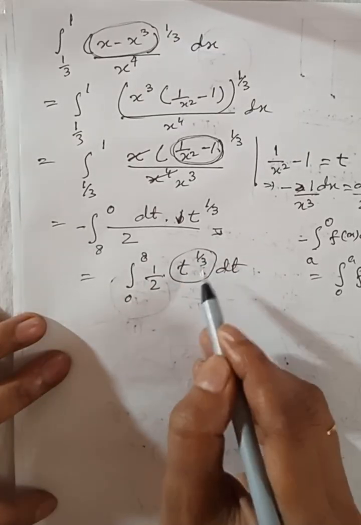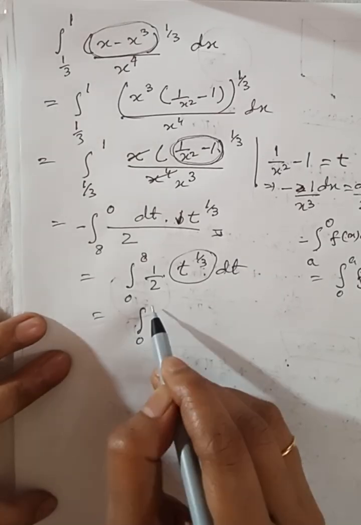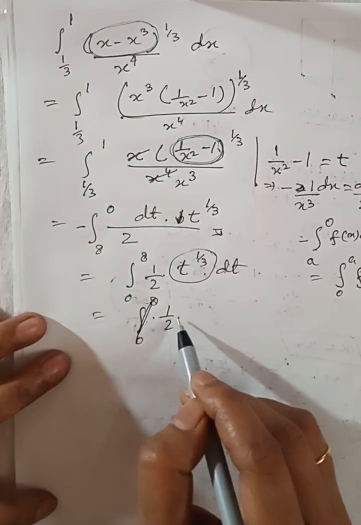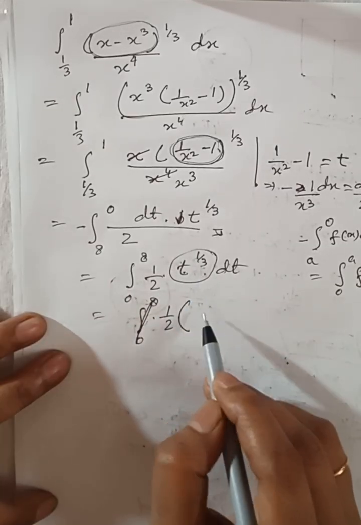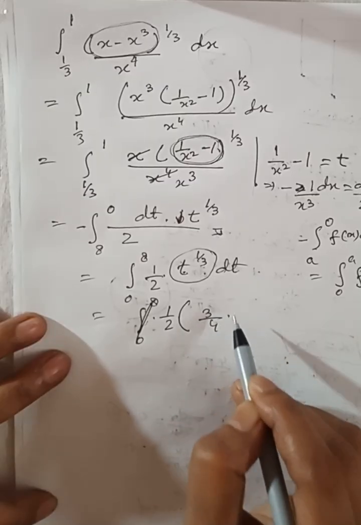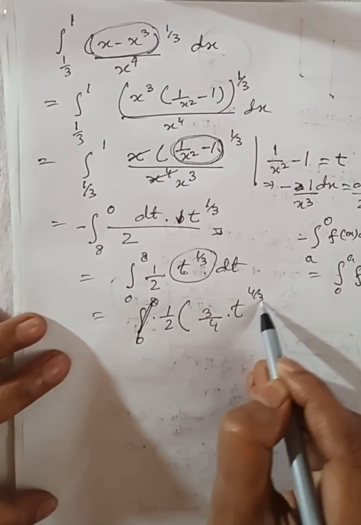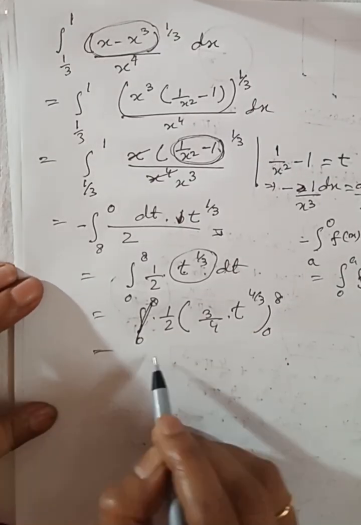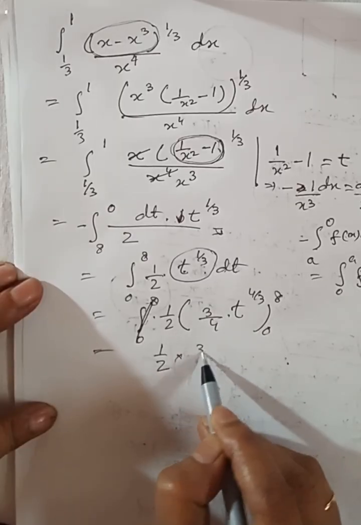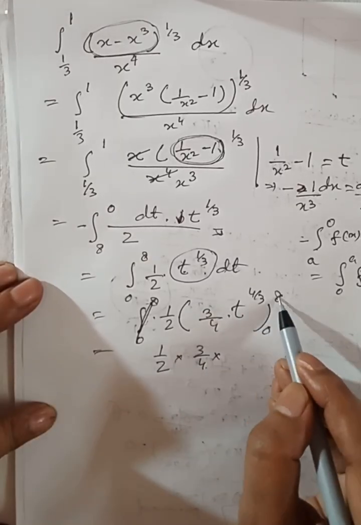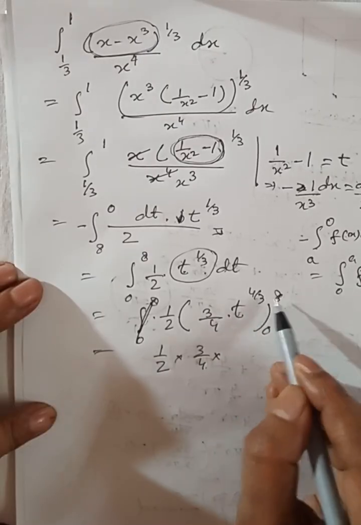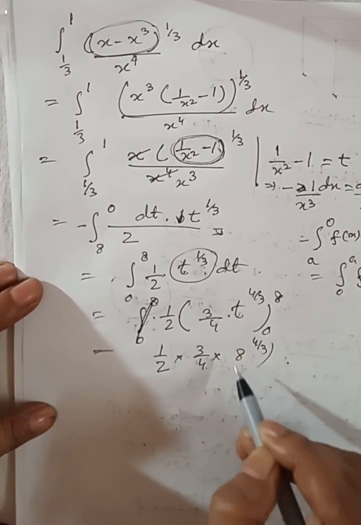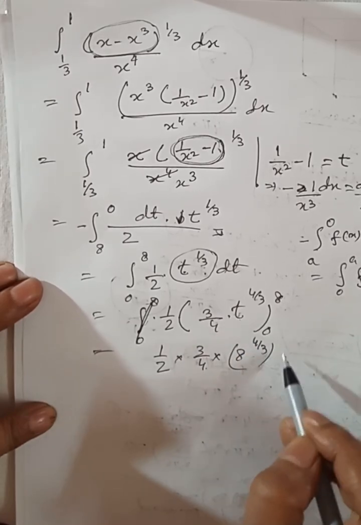Now we integrate this function. 0 to 8, 1 by 2, 1/3 plus 1 means 3 by 4, t to the power 4 by 3, from 0 to 8. Next, 1 by 2, 3 by 4, t equal to 8. So 8 to the power 4 by 3, and when t equal to 0 it will be 0.